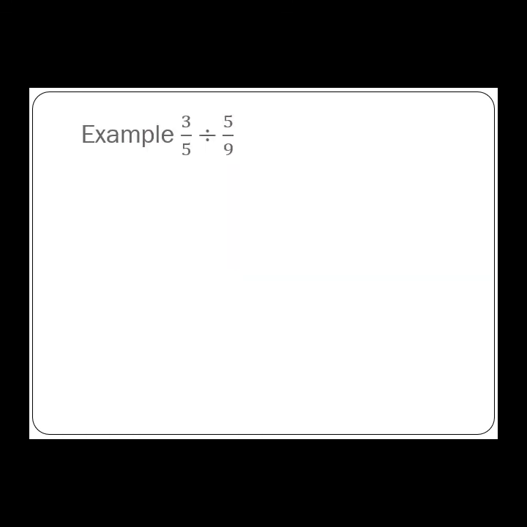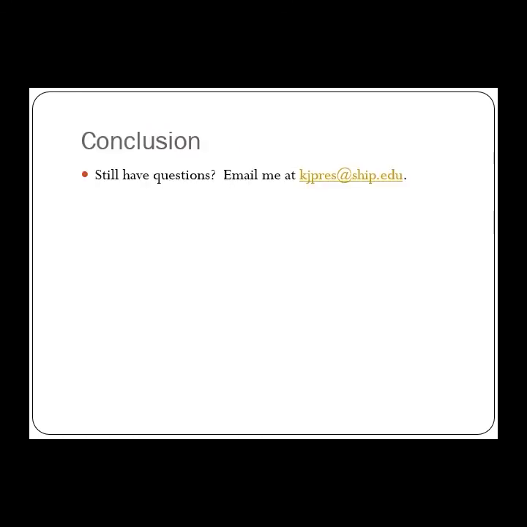We'll do this next example. Can't cancel those 5s because it's not a multiplication problem. I multiply by the reciprocal. Now there's nothing that they have in common. 3 times 9 is 27, and 5 times 5 is 25. Any questions about multiplying or dividing? Let me know.